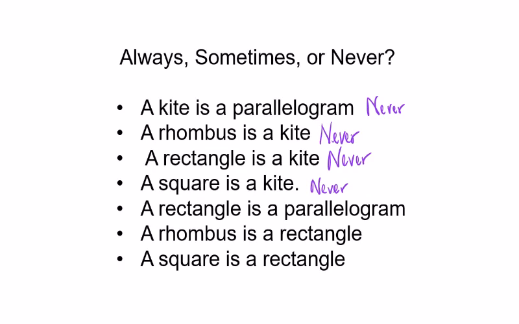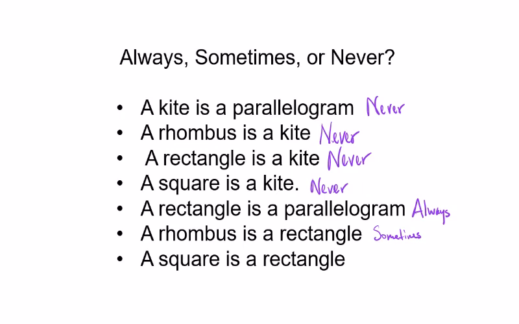A rectangle is a parallelogram. That's always, right? A rectangle is a type of parallelogram. A rhombus is a rectangle. That could be sometimes, right? And that's if a rhombus was a square. So if a rhombus is equiangular, then it would be a rectangle. But not all rhombi or rhombuses are equiangular.